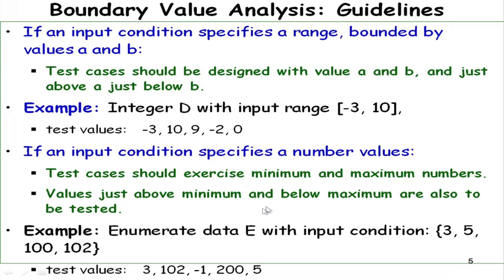So, if we have enumerated data 3, 5, 100, 102, etc., we would have to consider the lower bound 3, the higher bound 102, the value just above 3, which is 5, and the value which is just below 102, which is 100. Okay, it should have been written 100 and the value 1, sorry, we should have written it 1.